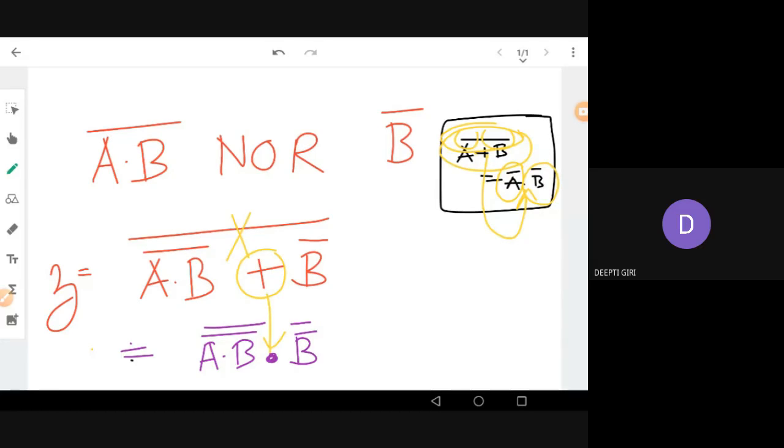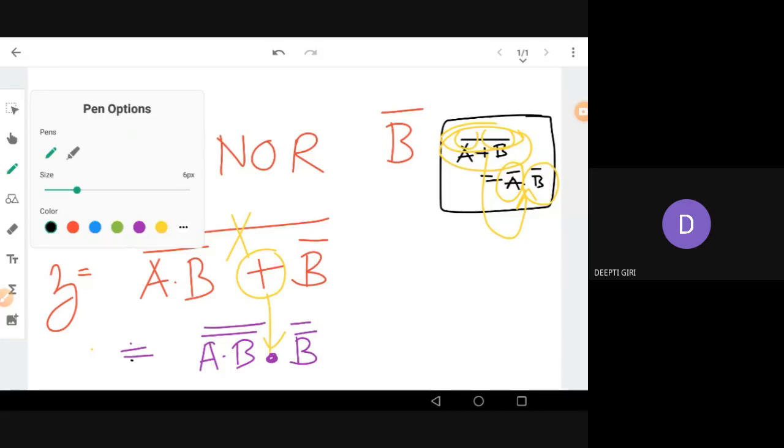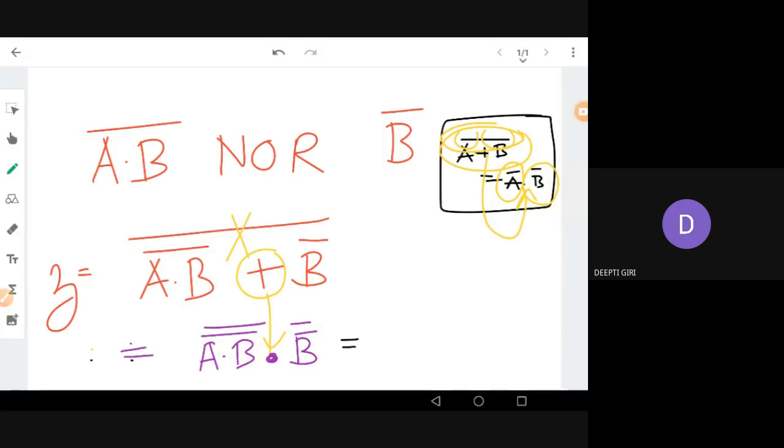Again, if we simplify it, what will happen? Again, this two bar can cancel out. So this A bar whole bar is nothing but A. If we put two NOT gates, the logical value doesn't change. So then into what? B double bar, again B. So what will we get? This is nothing but an AND gate.